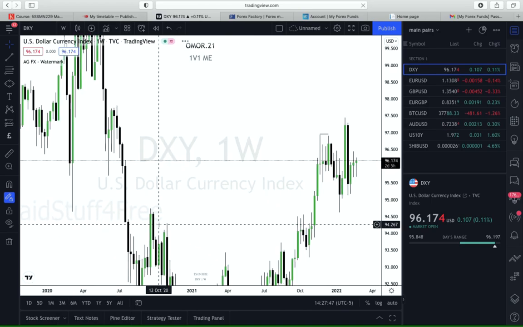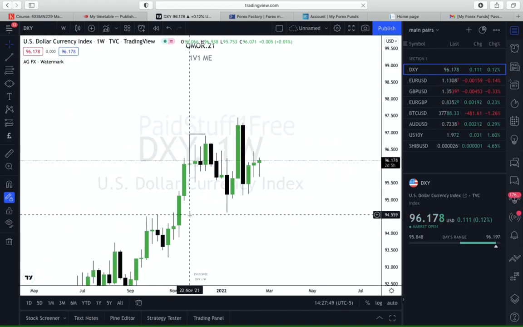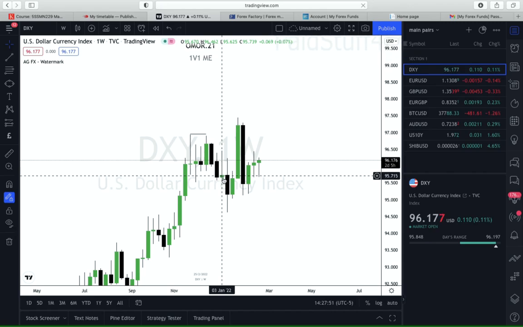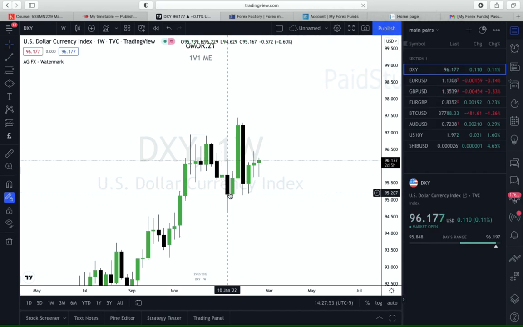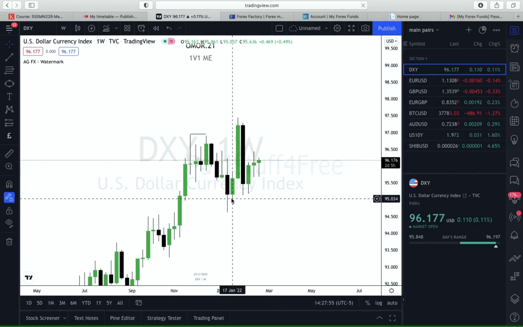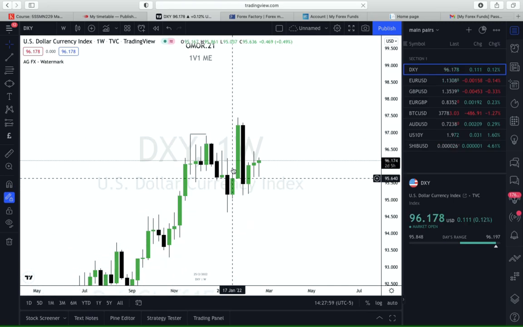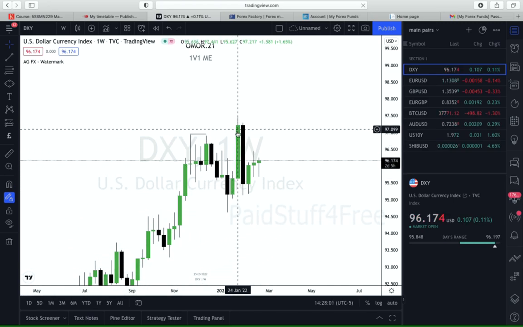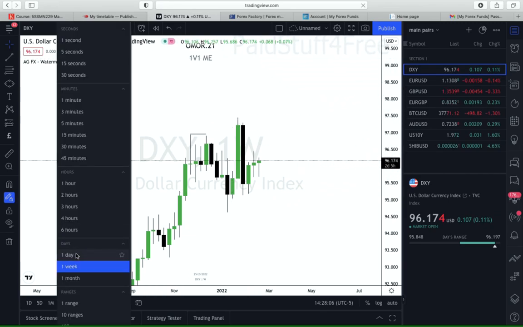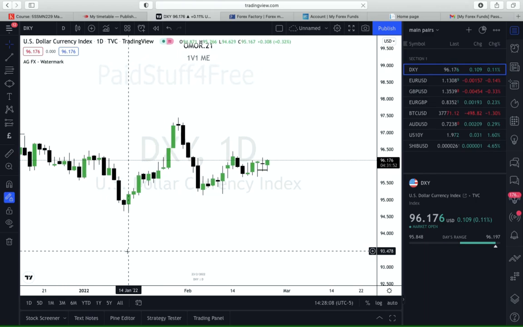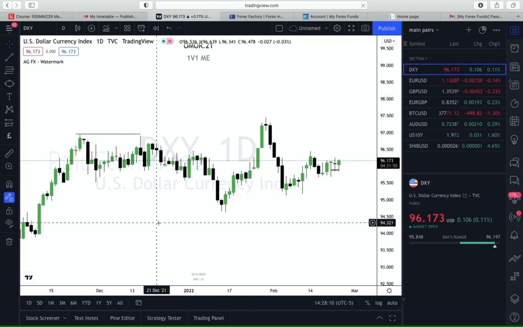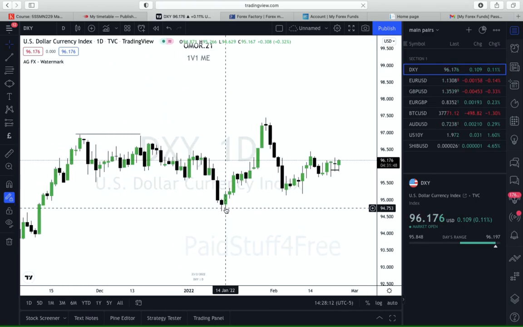Let's go back to the weekly on the DXY. When price was coming down here, and I got this rejection on the DXY, I knew that I am going to be bullish until this high is taken out. Now, how long did it take? It took 2 weeks to take out that high. I was bullish every single day to take out that close from this rejection.